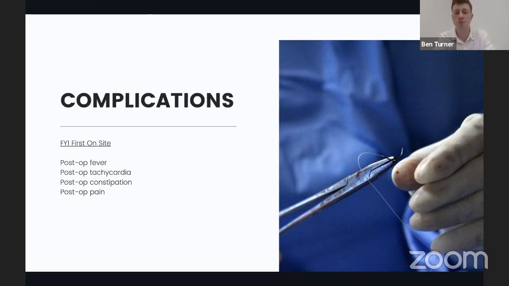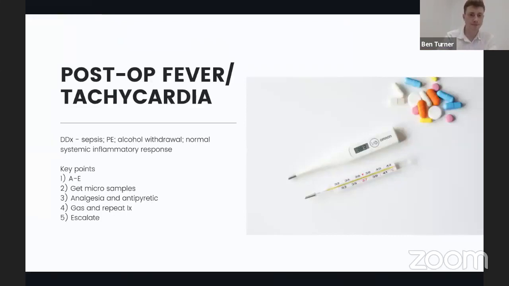So that's post-op fever and post-op tachycardia, which are actually pretty similar in the way they're approached and managed. Then you've got post-op constipation, which you'll be called all the time about, especially at 3 in the morning for some reason, where the nurse decides that the patient, for whatever reason, needs to be seen at that second for their constipation. I've still never figured out why that is. And a really important one is post-op pain and knowing how to escalate that.